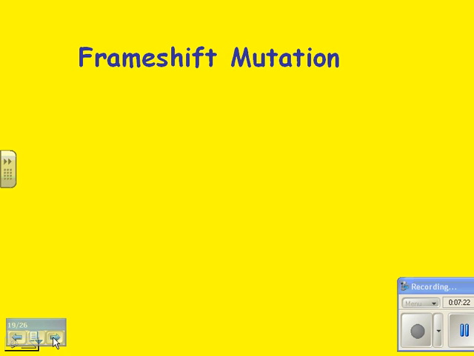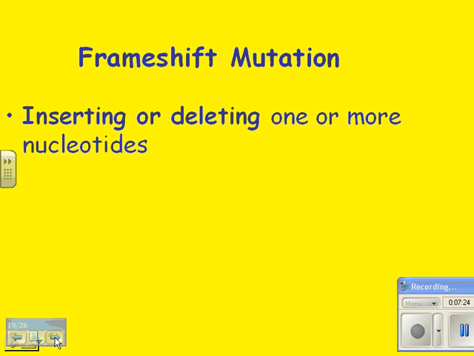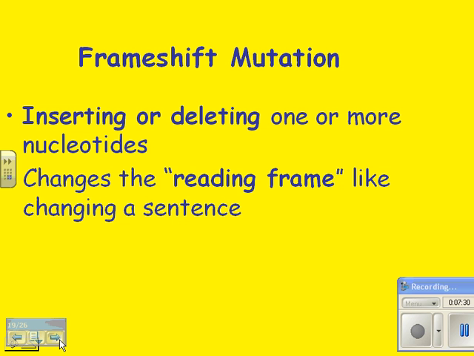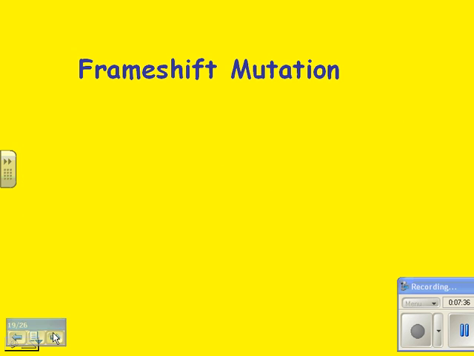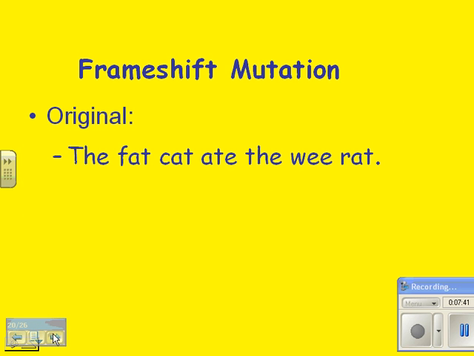A frameshift mutation is a little bit different from that. This is when you insert or delete one or more nucleotides. So this might be a point mutation, might not. But it changes the reading frame, like changing a sentence. So I'll show it to you first in English, then I'll show it to you in DNA. So here would be one in English. The fat cat ate the wee rat. Notice that we picked a sentence here that has all 3-letter words, which is the way DNA works.